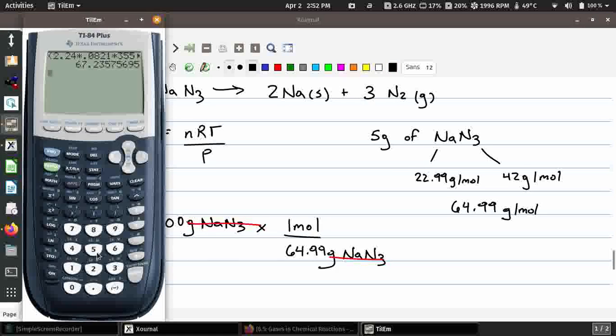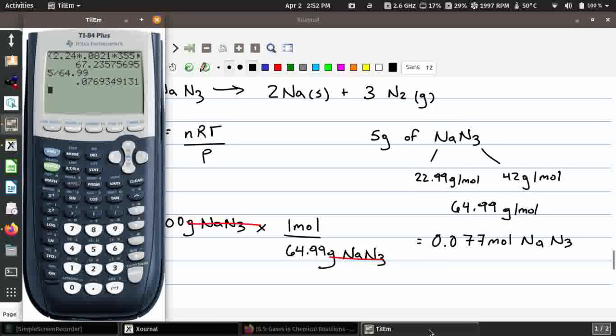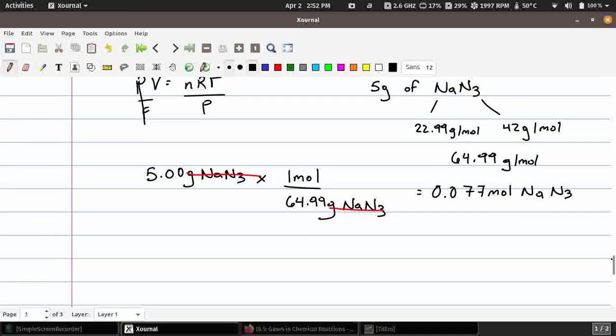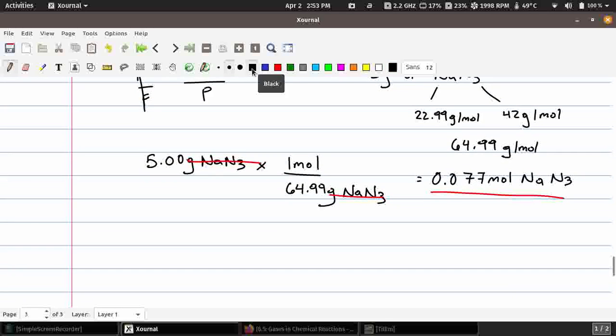So let's use the calculator. You have 5 divided by 64.99. So this gives you 0.077. So we have 0.077 moles of sodium azide. So right here, that's the first thing we needed. So now we have to convert this to this using our stoichiometric ratios.